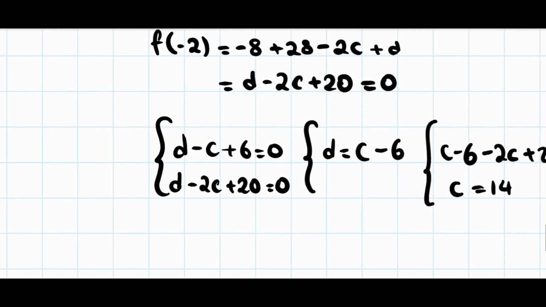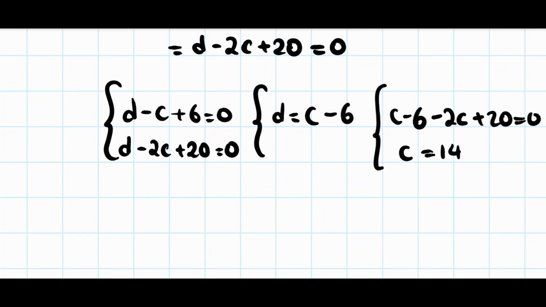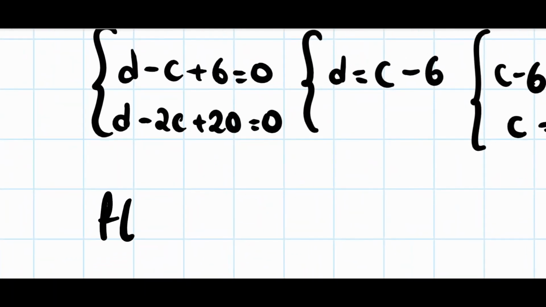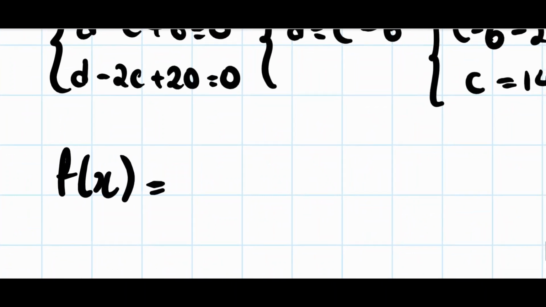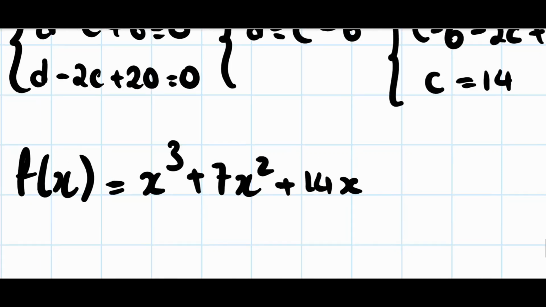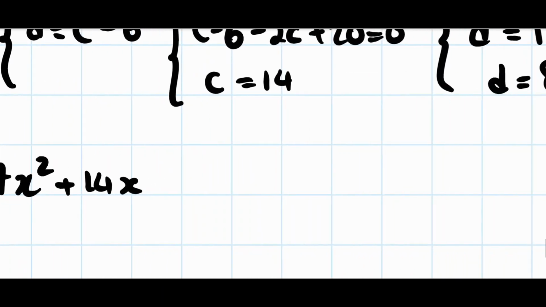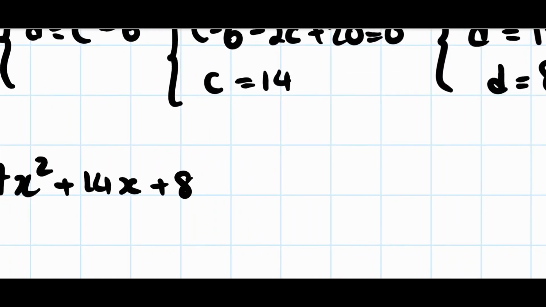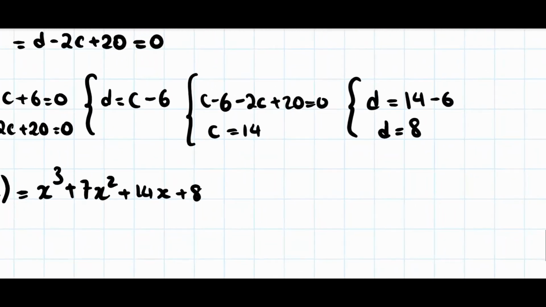And now we can get back to our original function and put those values in. So f of x will therefore be equal to x cubed plus 7x squared plus 14x plus 8. So that's how we would solve these types of questions.